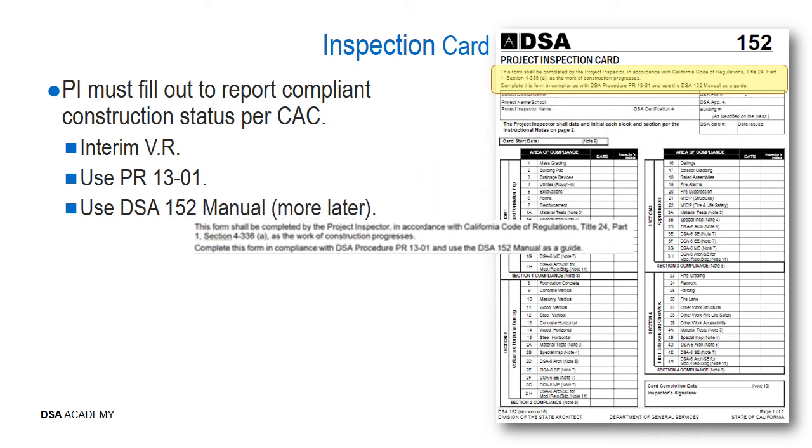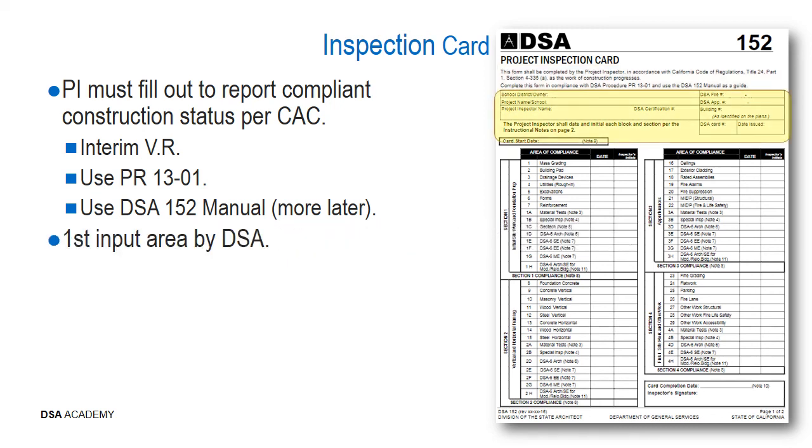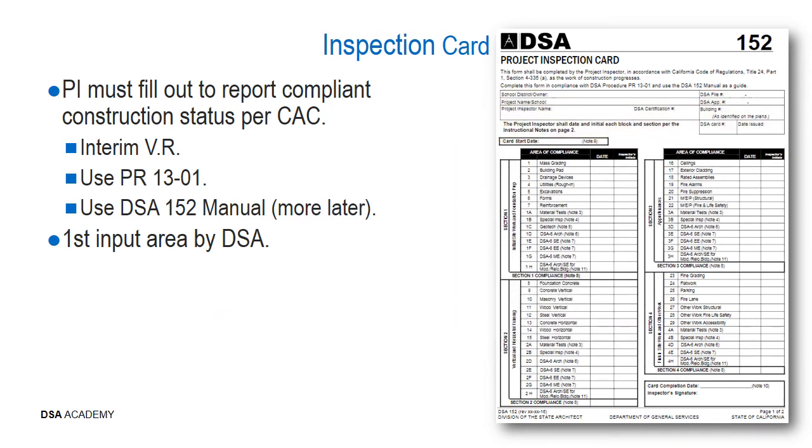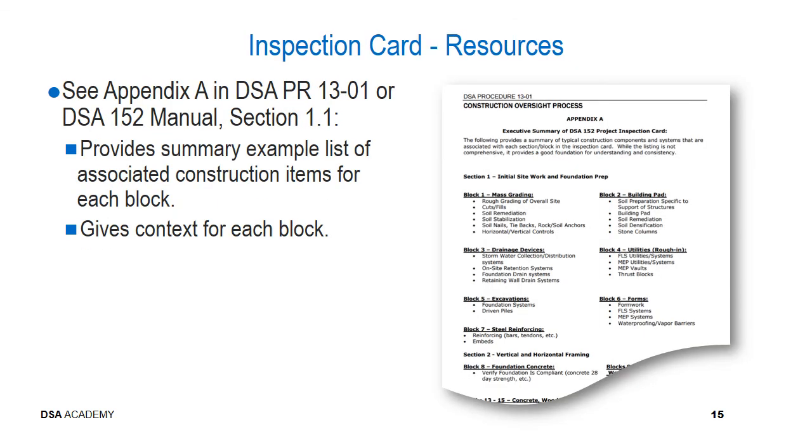So looking at the first section here, this form shall be completed by the project inspector in accordance with the California Code of Regulations, Title 24, Part 1, Section 4-336A, as the work of construction progresses. The next line I won't bother to read since it's essentially repeating the same information in the sub-bullets we just went over. This first area is input by DSA. It essentially has the information about the project related to the school name, your name, the file number, and so on.